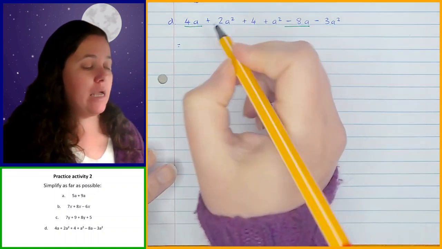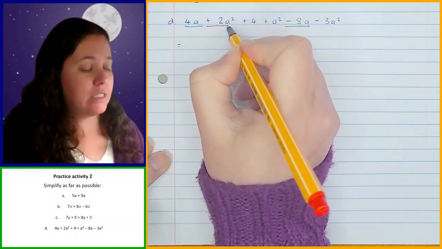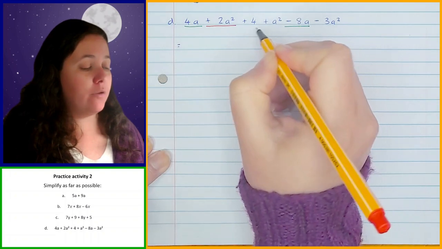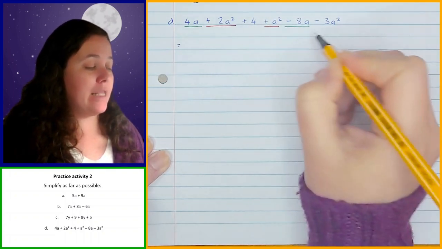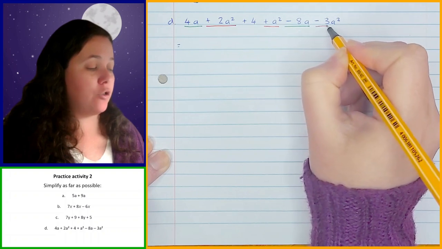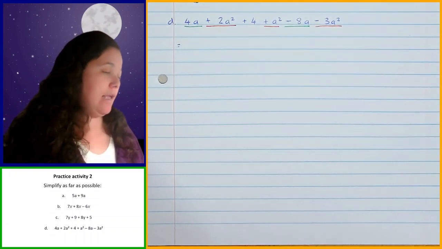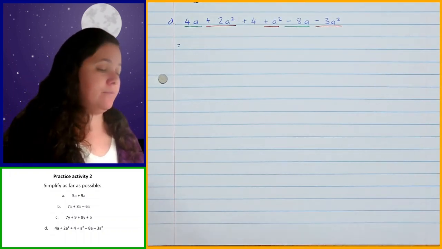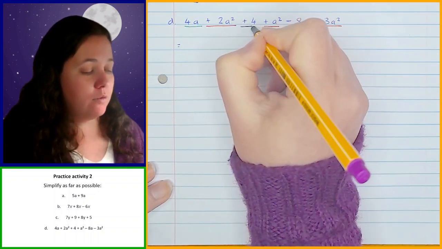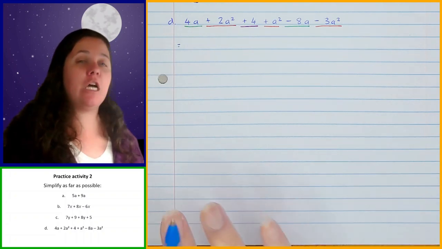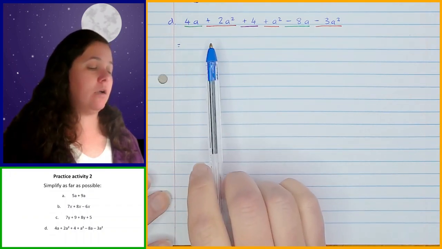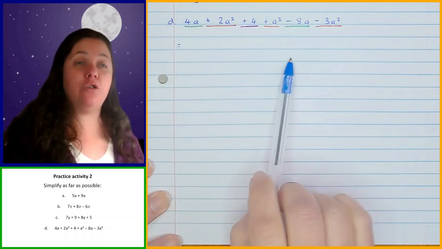Then I've got plus 2a squared. The 4 is a constant, so it's not a like term. Then plus a squared, and my last term is minus 3a squared. So those are all like terms. And then finally, my plus 4 is the only constant. Okay, so now let's have a look at what order we're going to do this in.